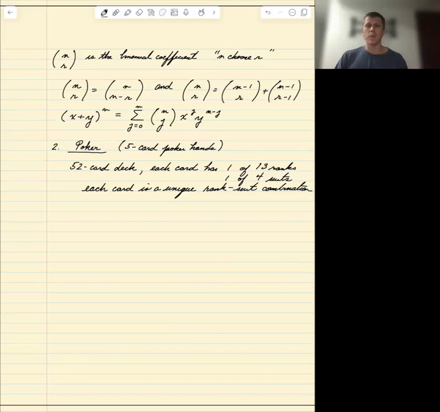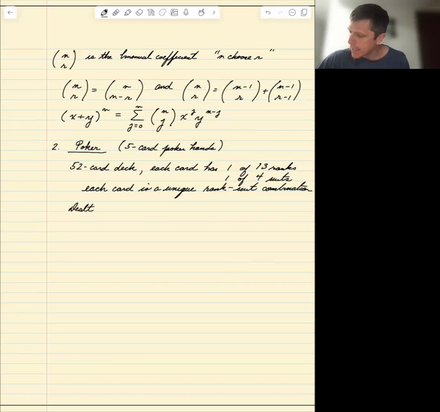Similar concept, but a little bit more complicated in terms of how we would do these combinations. We're talking about classic old school 5-card poker. You get 5 cards and that's it. So we're dealt 5 cards from the deck. So how many hands are there?